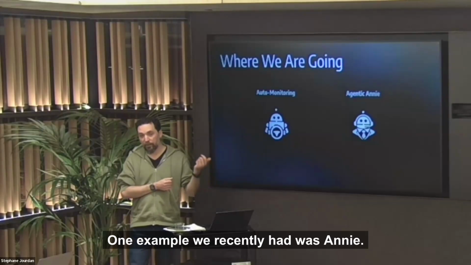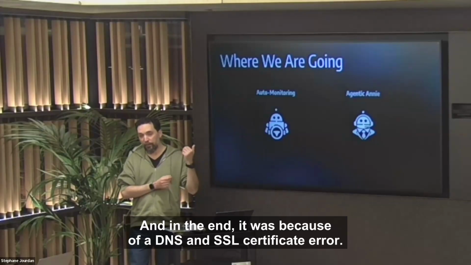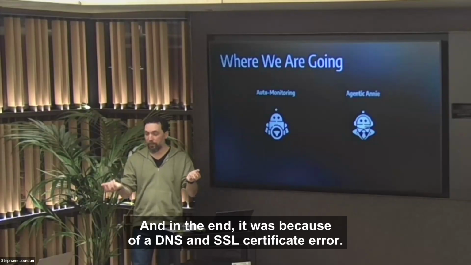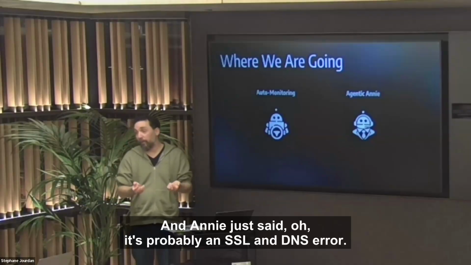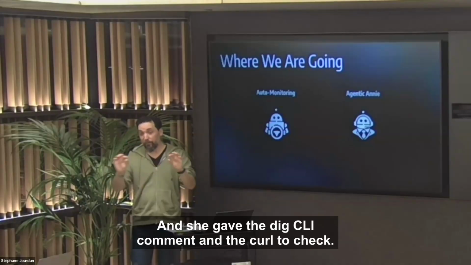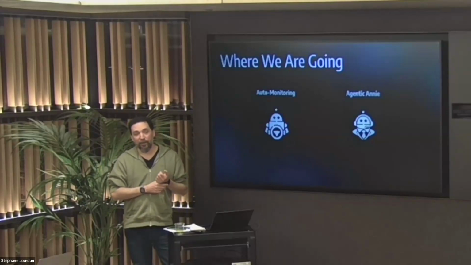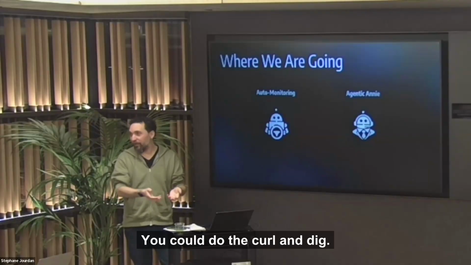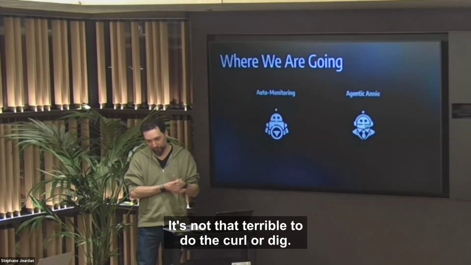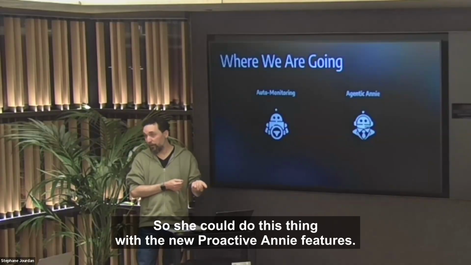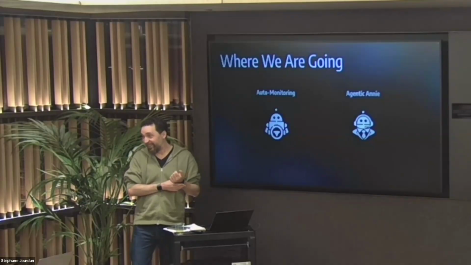One example we recently had: there was an outage for a customer, and in the end, it was because of a DNS and SSL certificate error. And Annie just said, "Oh, it's probably an SSL and a DNS error," and she gave the dig CLI command and the curl to check. How frustrating! You could do the curl and dig yourself. It's not that terrible to do. So she could do this with the new proactive Annie features. Annie can do it much faster.